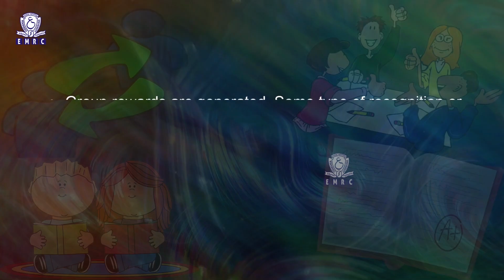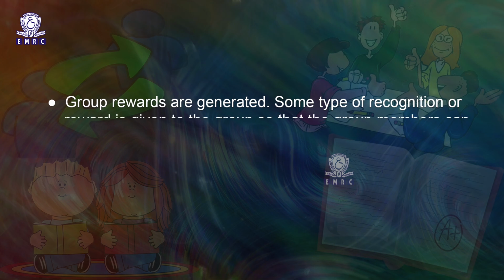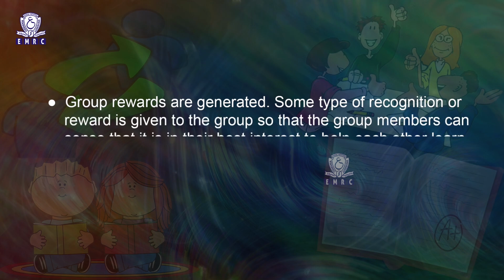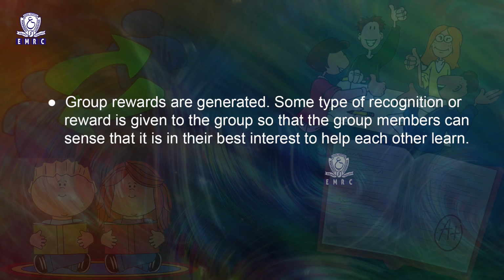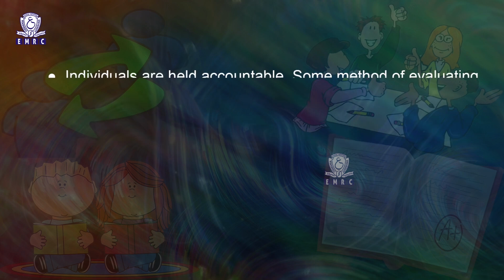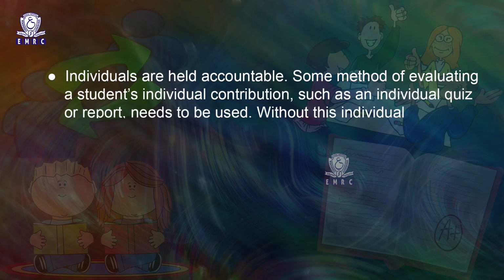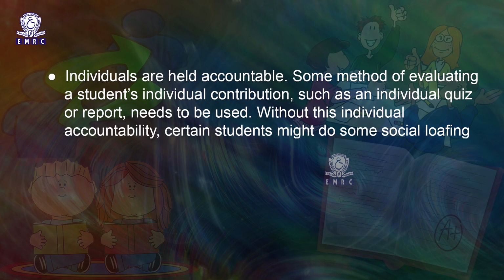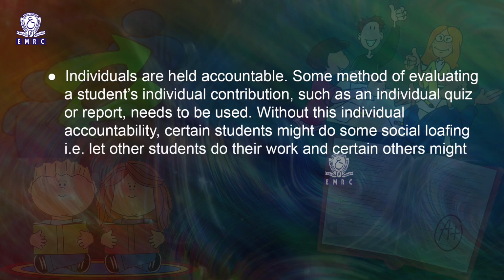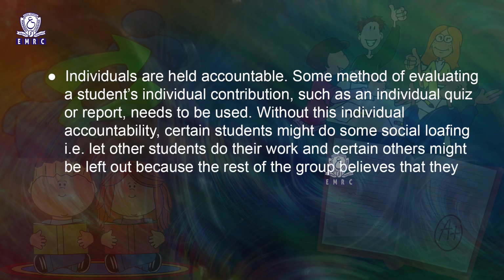They are: group rewards are generated, some type of recognition or reward is given to the group so that group members can sense that it is in their best interest to help each other learn. Individuals are held accountable. Some methods of evaluating a student's individual contribution, such as an individual quiz or report, need to be used. Without this individual accountability, certain students might do some social loafing, that is, let other students do their work, and certain others might be left out because the rest of the group believes that they have little to contribute.